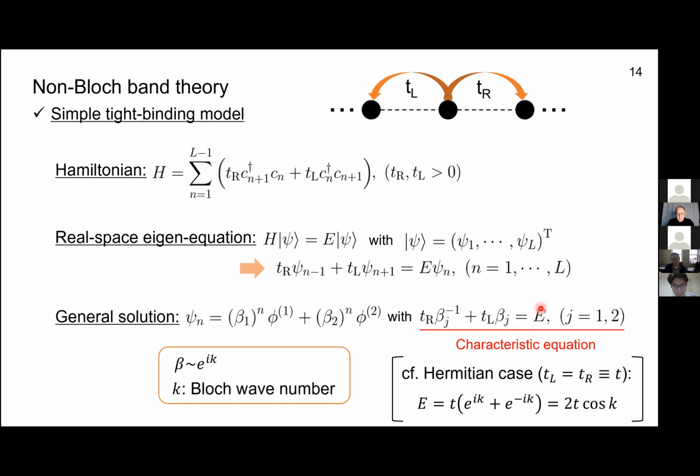Let me note that beta one and beta two can be interpreted as exponential ik, and k is the Bloch wave number. In fact, in the Hermitian case with TL equal to TR, by substituting beta equal exponential ik into this characteristic equation, we can get the well-known cosine type energy spectrum.